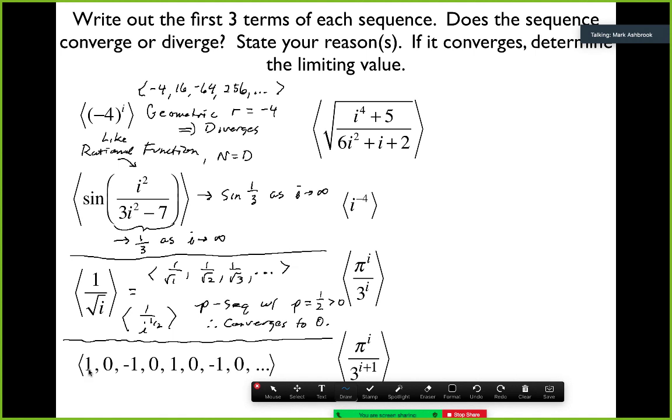What about this one? 1, 0, negative 1, 0, 1, 0, negative 1, 0. Converges to 0. These numbers get indistinguishably closer and closer to 0. Is that right? Diverges. By the pattern, you're still going to have 1s and negative 1s at infinity, forever. This diverges. It does not get indistinguishably close to one particular number.